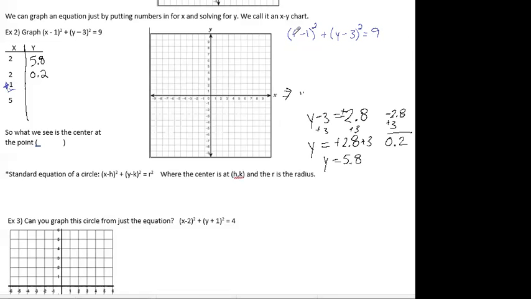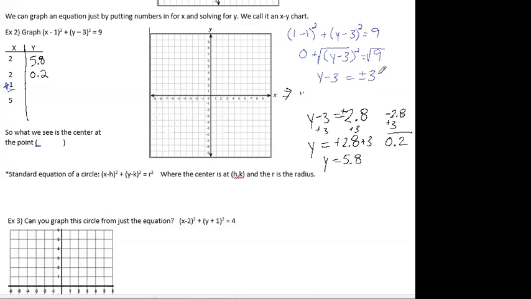So here, 1 minus 1 is going to give me 0. 0 squared is still 0. So I have 0 plus y minus 3 squared equals 9. See, this is what's supposed to happen. Then when you take the square root of this and the square root of this one, we have that y minus 3 is equal to either a positive or a negative square root of 9, which is 3.